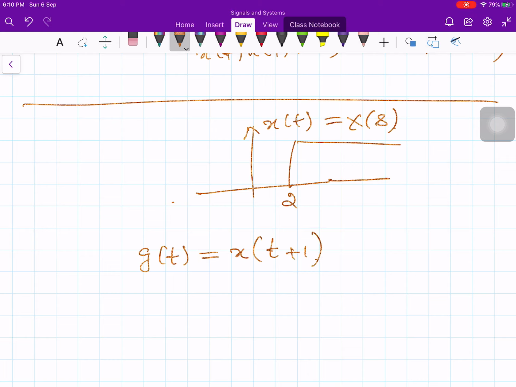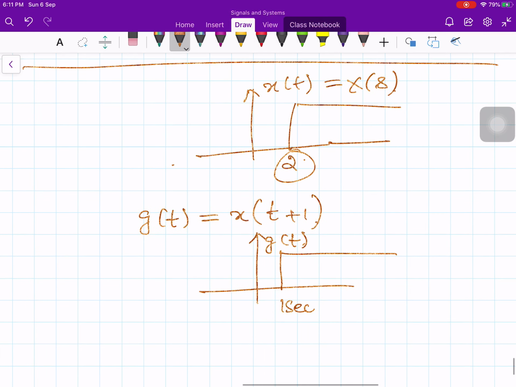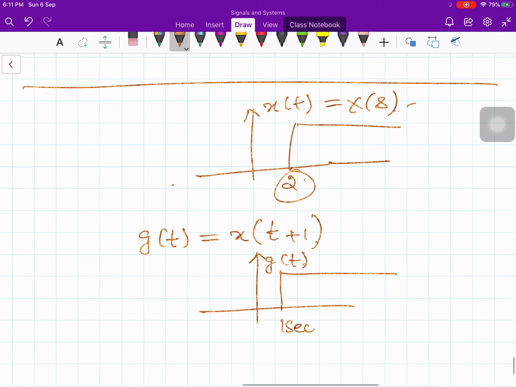Therefore x of t is a delayed step function, starting at 2. Now g of t is advanced by 1 second, so it starts from 1 second. So this is my g of t. Now the Laplace transform of this one is going to be 1 over s times e to the minus 2s, and the Laplace transform of this one is going to be what?